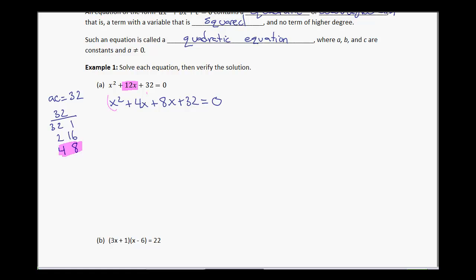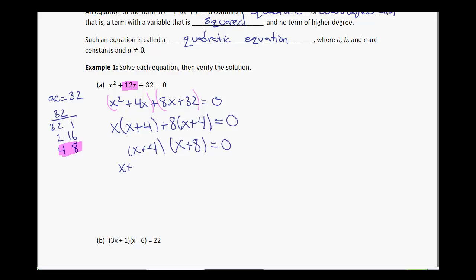Now we need to split our equation, and we can factor out an x here, leaving x plus 4, and an 8 here, leaving x plus 4, all equal to 0. Hence our factors here are x plus 4 and x plus 8. Now since this is an equation set equal to 0, we can say that x plus 4 equals 0, giving us x equals negative 4. Here as well, x plus 8 equals 0, leaving us with x equals negative 8. Now those may be our solutions to our equation here, but first we need to verify the solution.